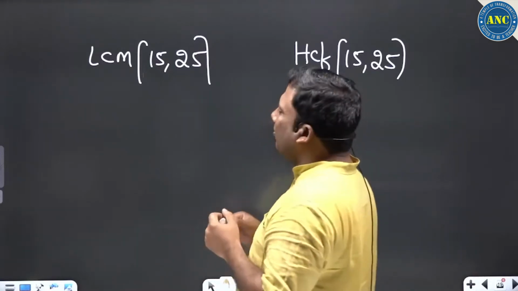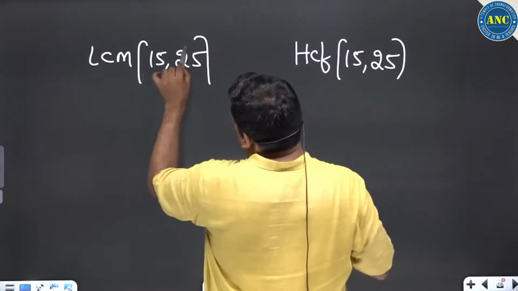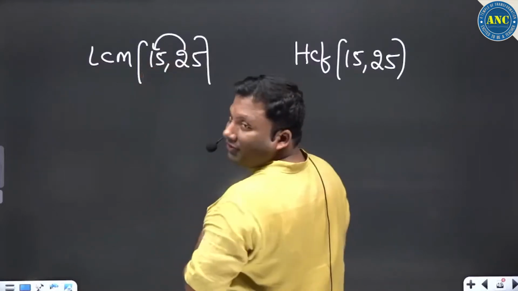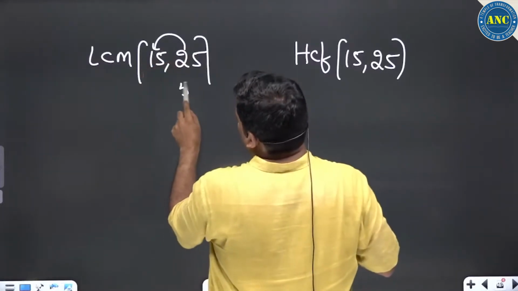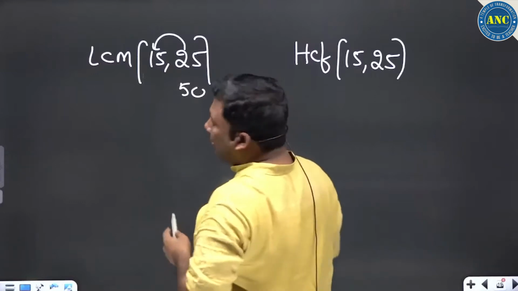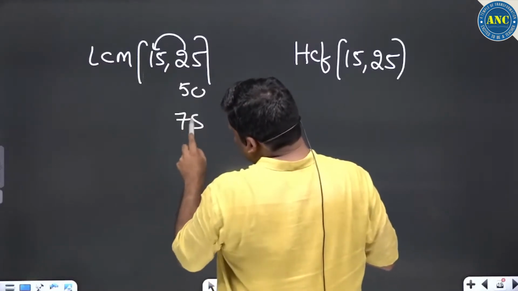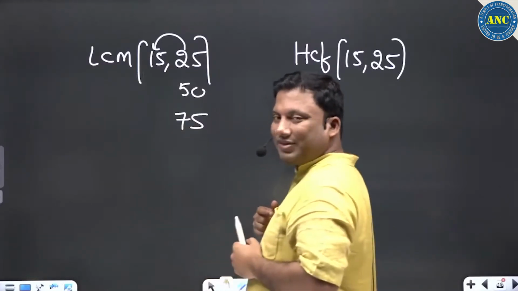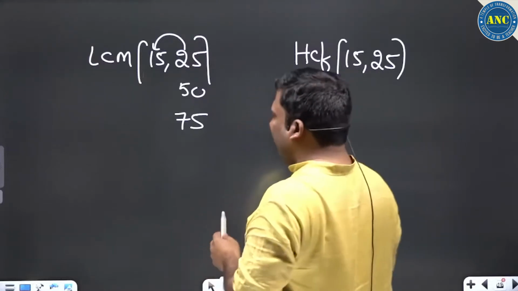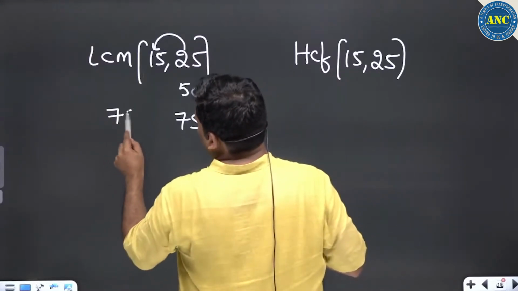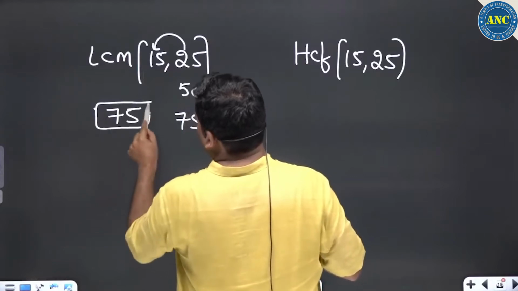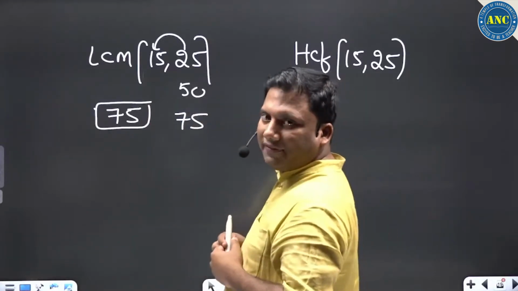LCM of 15, 25. 25, is it divisible by 15? No. Take the next number, 50. Is 50 divisible by 15? No. Take the next number, 75. Is 75 divisible by 15? Yes. LCM of 15, 25 is 75.